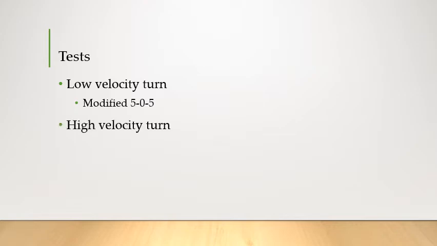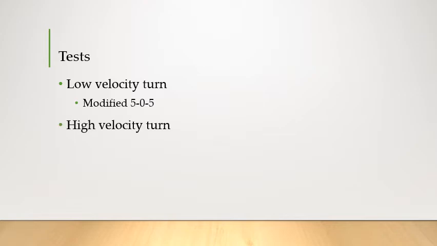So here are some examples of different tests. You have your low velocity turns. An example of that would be a modified 505. Check out the different tests; your book has some pictures of these, so you can see how they would all work out. That would be an example of a low velocity turn.